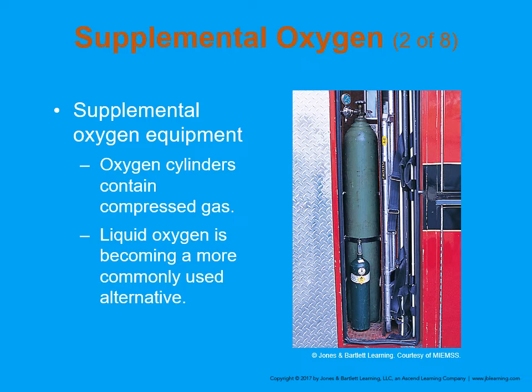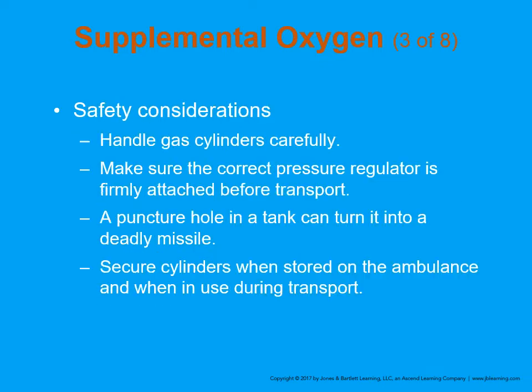Aluminum cylinders are tested every 5 years. Composite cylinders are tested every 3 years. Most often, the D cylinder sizes will be used as portable tanks, and the length of time you can use an oxygen cylinder depends on the pressure in the cylinder and the flow rate. Liquid oxygen is becoming a more commonly used alternative to compressed gas oxygen.